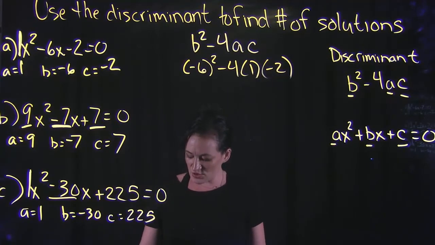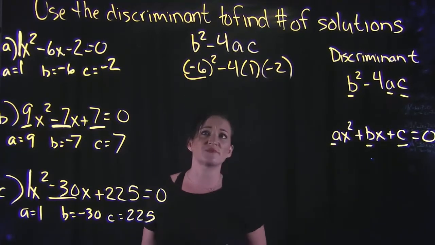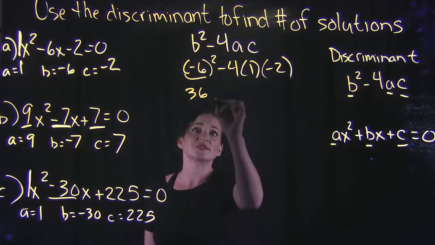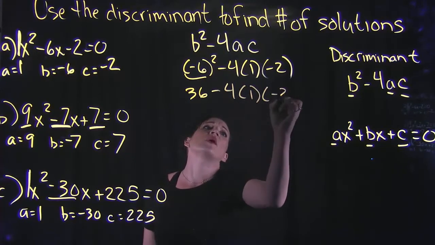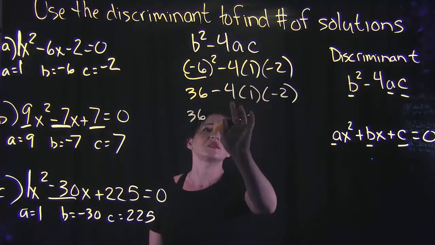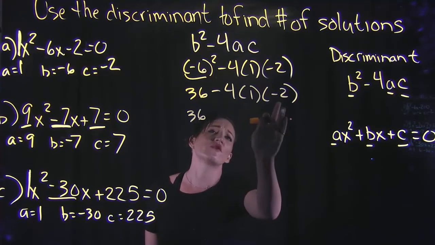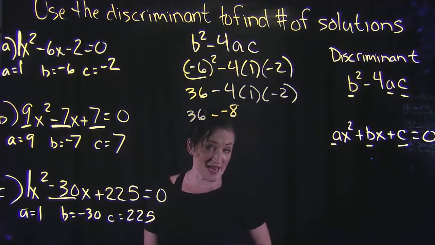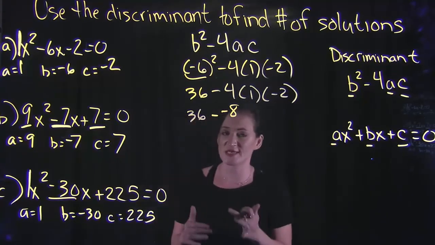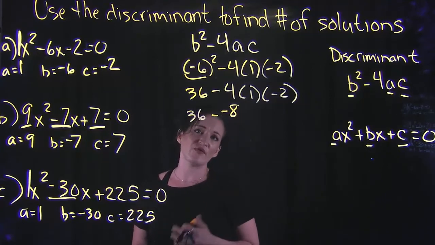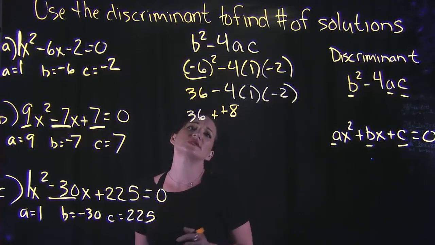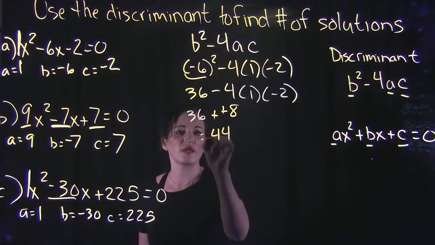For simplifying this, order of operations tells us to take care of the exponent first. Negative 6 squared, or negative 6 times negative 6, is 36. Then we are going to multiply before we add or subtract. So I'm going to take 4 times 1, which is 4. 4 times negative 2 is negative 8. We also had that minus sign there, so I'm dropping that down as well. We're left with 36 minus a negative 8. That is a double negative, so 36 plus 8 is equal to 44.